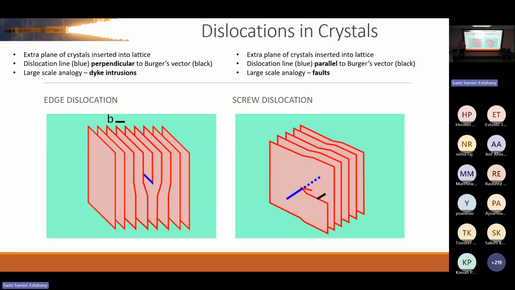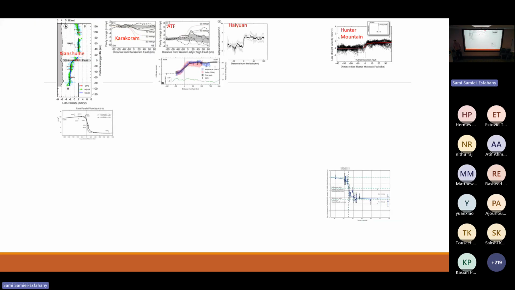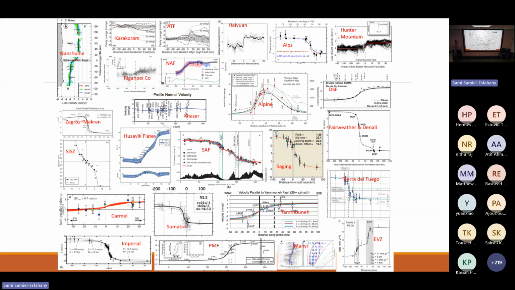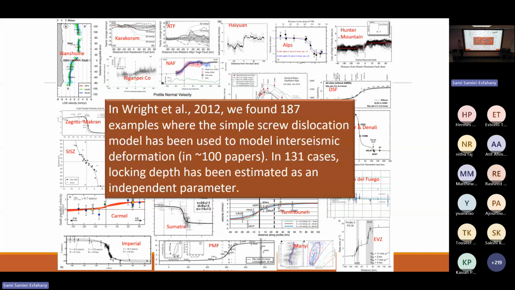There's an edge dislocation that's a bit more like dikes. We might do that tomorrow. But for this, we call it a screw dislocation model. And as I said, it's very simple, but when we did a compilation a while ago, it's quite effective. We found over 100 studies, almost 200 studies, where that actually worked quite well. And different authors around the world, for different faults, were able to estimate a locking depth as well as an offset.